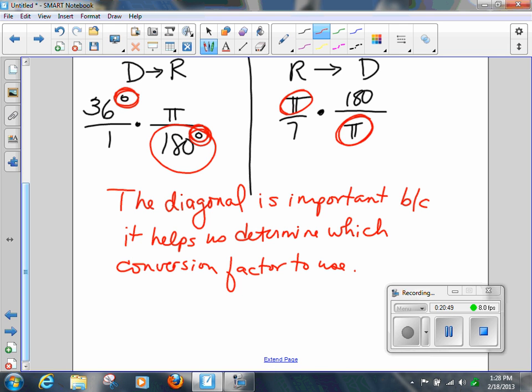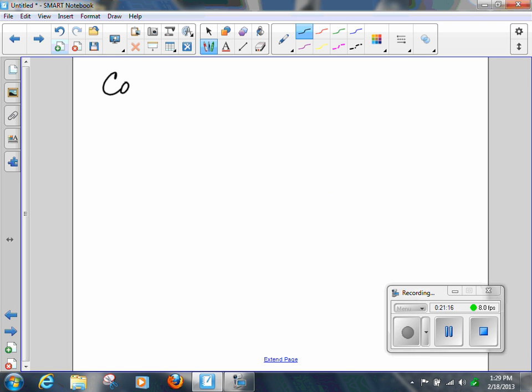The diagonal is what's important. That's what's important to me because it helps me determine which conversion factor to use. All right. Now, getting ready to change gears a little bit. Now, let's think about coterminal angles, completely changing gears.